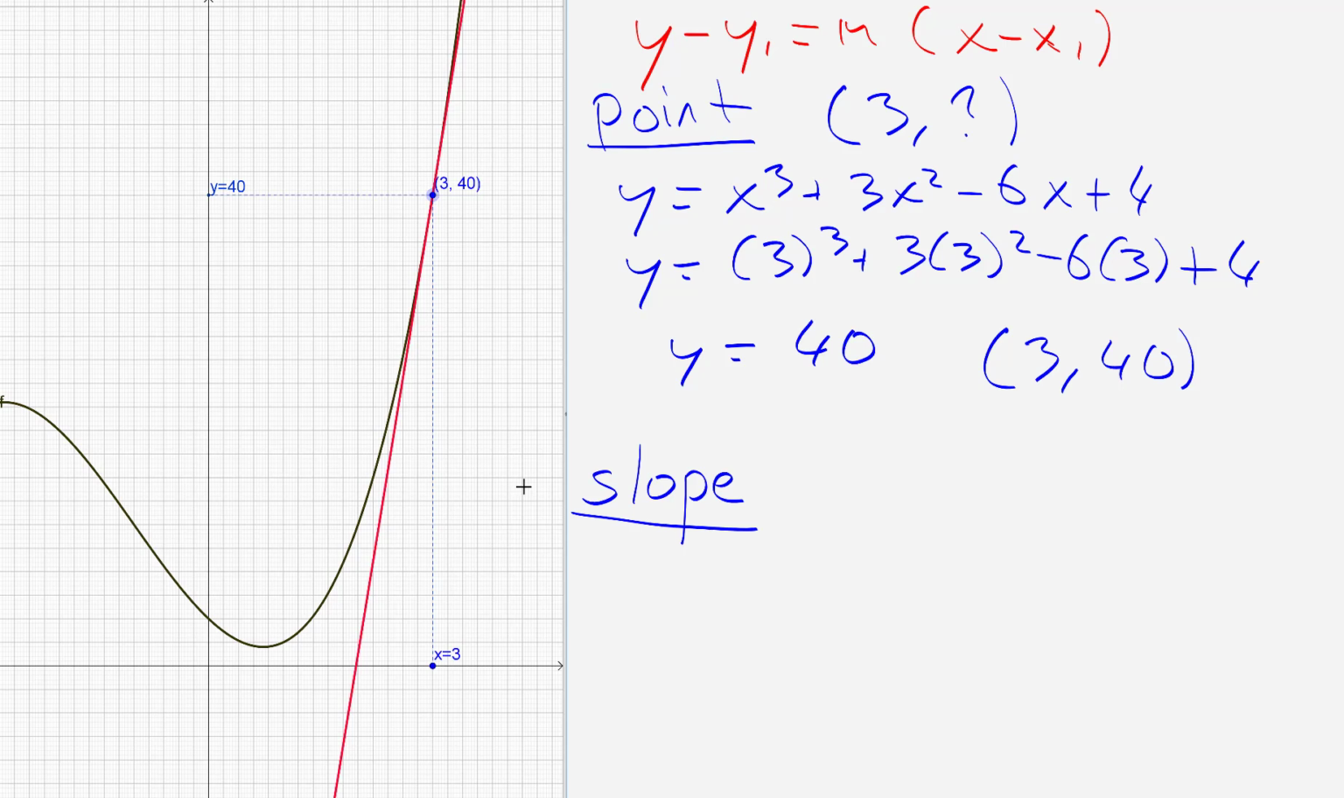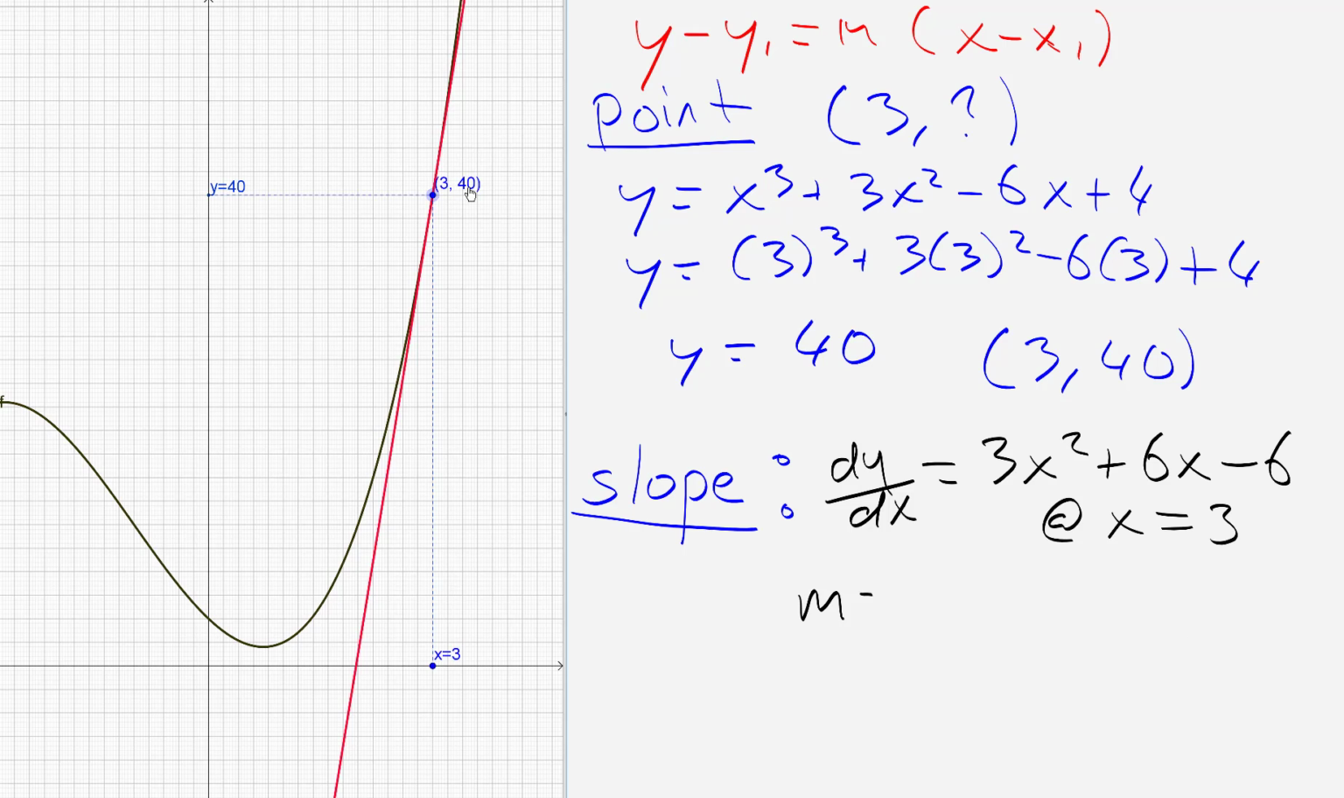Now we have to get the slope of this red line, this tangent. And remember, dy/dx is the slope. The derivative represents the slope at x. So we get our dy/dx by differentiating the function. dy/dx is equal to 3x squared plus 6x minus 6. Now this describes the slope at all points. We care about the slope specifically at the point (3, 40) where x equals 3. So our slope will be 3 times 3 squared plus 6 times 3 take 6. So our slope is 39.